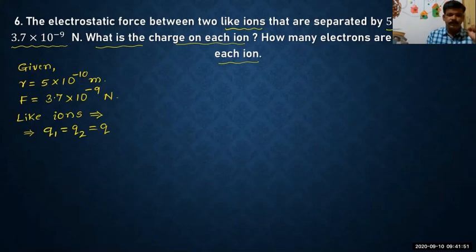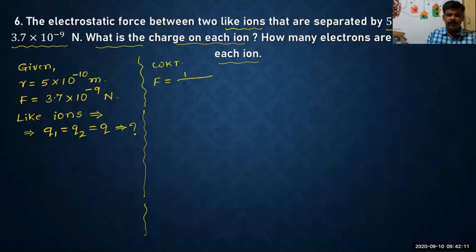Yes, and they ask you to find what this Q is, right? And also how many electrons are removed, added, or missing. See, very simple. You have to follow the same procedure. We know that F is equal to 1 divided by 4 pi epsilon naught into Q1 Q2 divided by R square. Yes, F is 3.7 into 10 raised to minus 9 Newton. So we have substituted the F value.